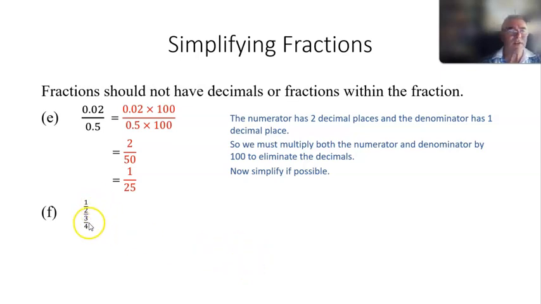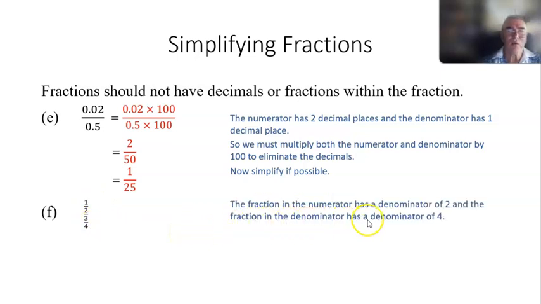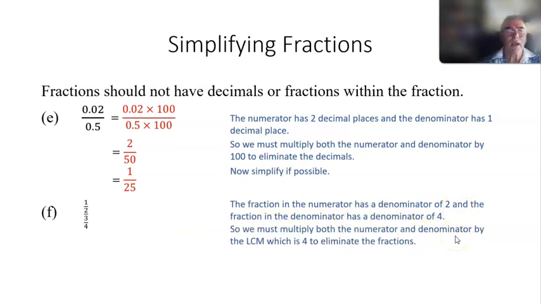A fraction within a fraction, so a half over 3/4. So the fraction in the numerator has a denominator of 2, and the fraction in the denominator has a denominator of 4. So we must multiply both the numerator and denominator by the lowest common multiple, which in this case is 4. So multiply it by the largest of the 2 or the 4, which is 4.